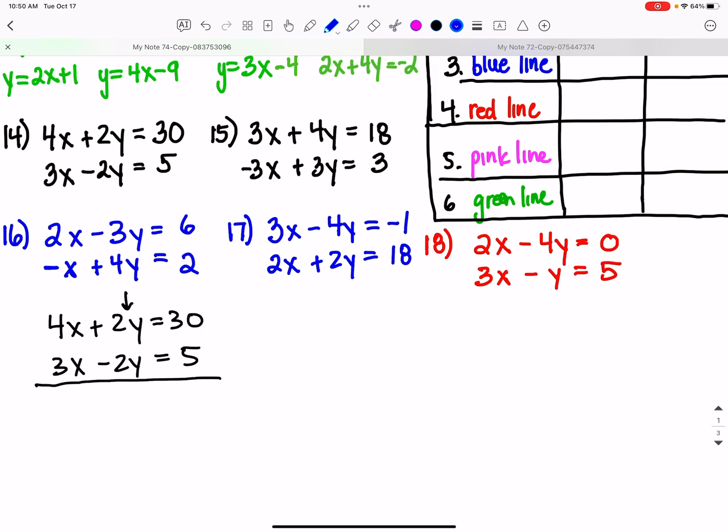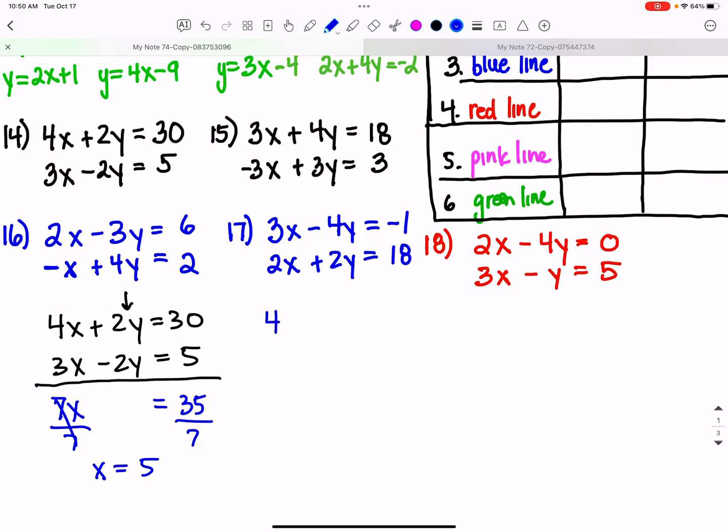So if we add up 4x and 3x, we've got 7x. The 2y and negative 2y kill each other off. 30 and 5 is 35. We top versus bottom the 7, and x equals 5. So that was easy, but finding the second letter is not that easy. We have to plug it in.